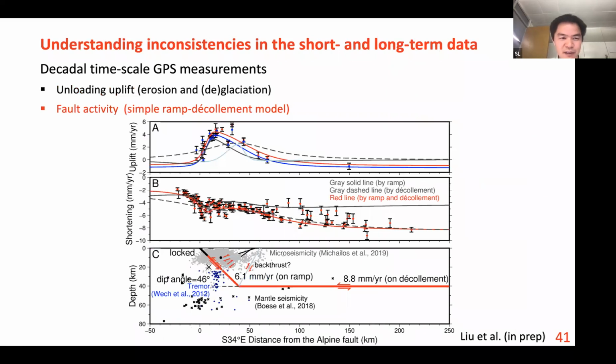So first we use a simple ramp and flat model to model the GPS-derived vertical rate and GPS-derived horizontal shortening. Here in the first figure A, you see the model prediction follows the red and the blue curves, and the second figure is about the shortening rate. The red curve is the model predictions, and in our modeling test, because we correct the contribution from surface processes, we found that the reverse slip on the ramp is only 6 millimeters per year, which is about 3 millimeters per year lower than that on the flat decollement.